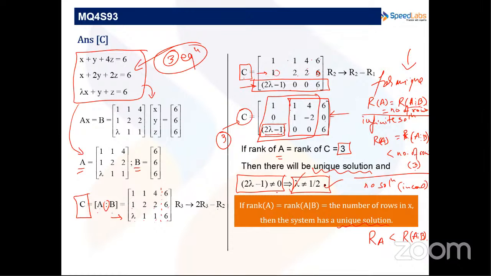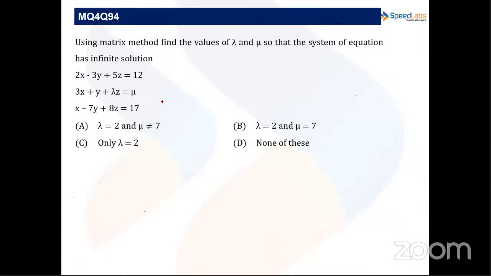Okay. So moving to the next question. Try this question.